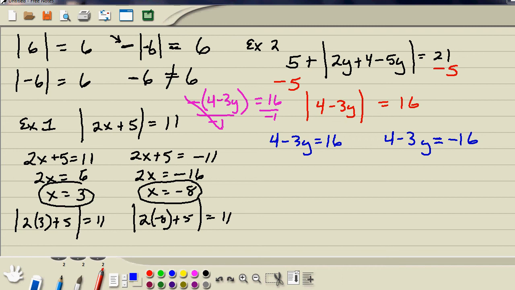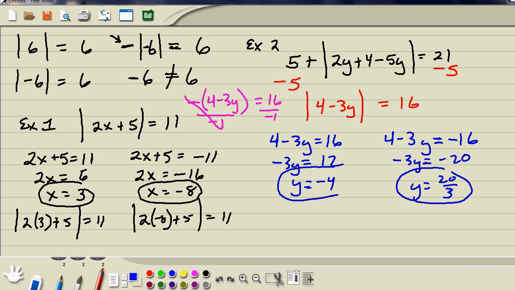And now we're going to solve. Well, we've got a negative on the side, but that's okay. A negative 3y, we're going to subtract 4 from both sides, and we're going to get y equals a negative 4. Over here, we're going to subtract 4 from both sides. It gives me a negative 4 plus a negative 16 is a negative 20. So y is going to equal 20 over 3. Okay, and those are my two solutions. Again, you can go back and check your work and make sure that the equations are still true. In this case, I know they are, so I'm just going to move along.